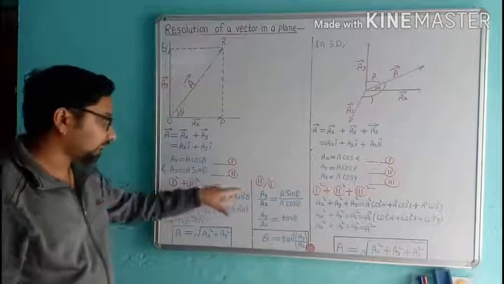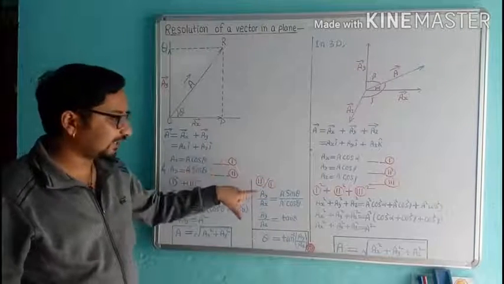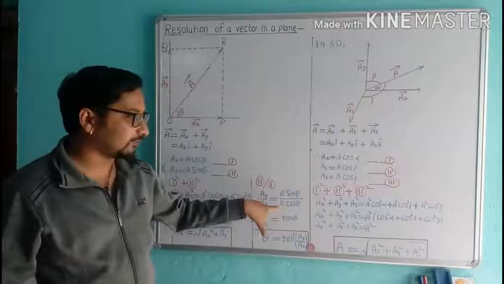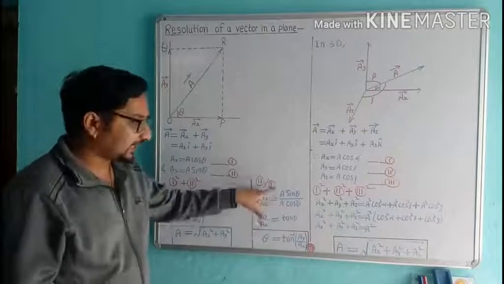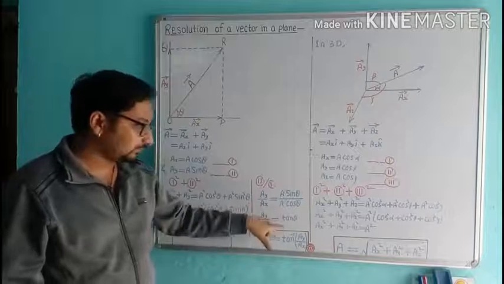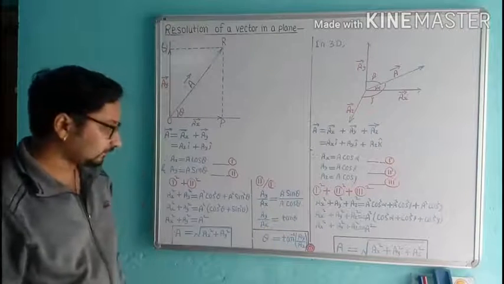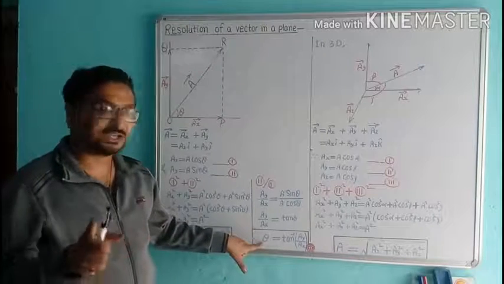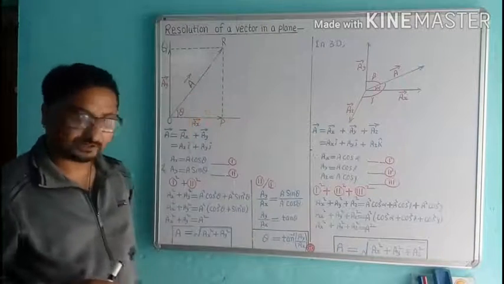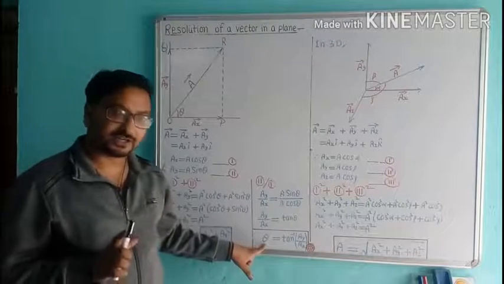Now, equation number 2 divided by equation number 1, we get Ay upon Ax is equal to A sin theta upon A cos theta. A cancels out. We have tan theta is equal to Ay upon Ax. That is, theta will be tan inverse of Ay upon Ax. Okay, this is the direction of the vector A. This is the magnitude of vector A and this is the direction of the vector A.